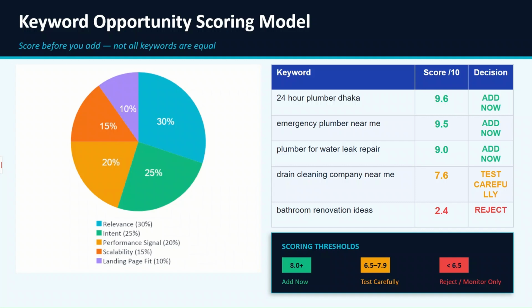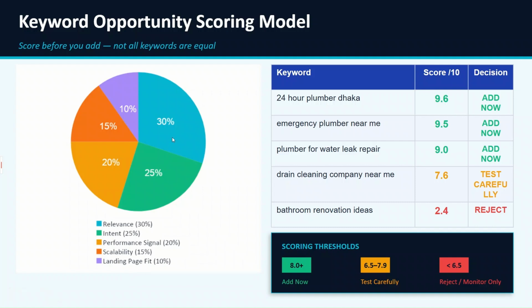I don't just add a keyword because it got clicks. I add them because they score well on these five vectors: relevance, intent, performance, scalability, and landing page speed. Five options. So the first one is relevance.